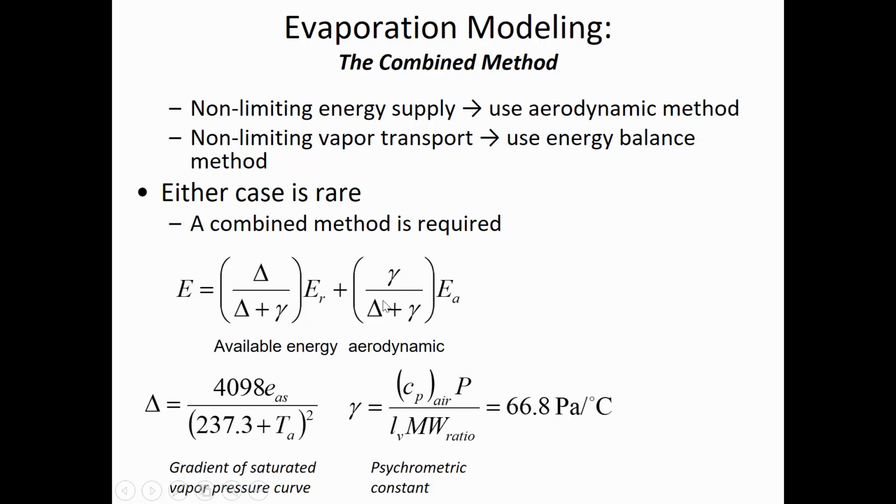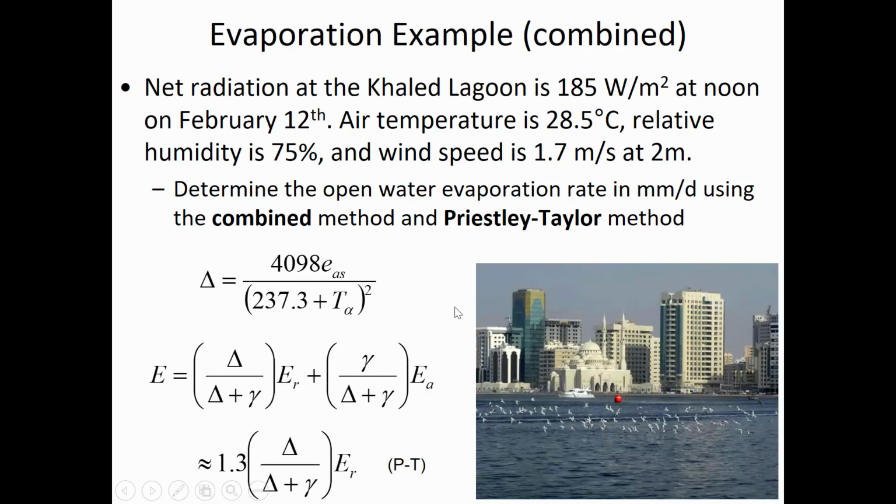So this combined method is sometimes just thrown out the window in favor of something called the Priestley-Taylor approach, which says the evaporation rate is going to be about 1.3 times whatever is predicted by the E sub r term of the combined method. And so if you were doing that, then you wouldn't even have to calculate the aerodynamic. So let's try out both. Let's try the full-fledged combined method and also the Priestley-Taylor abbreviation just to see what we get.